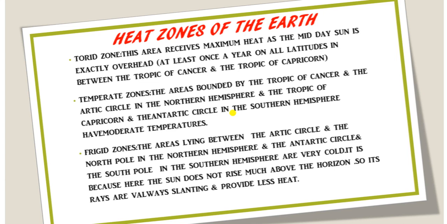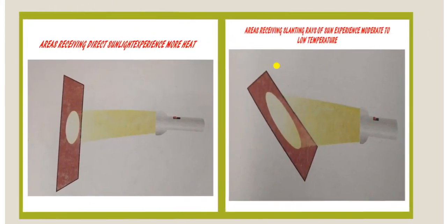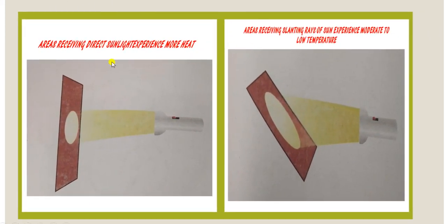These are about the heat zones of the earth. It is because of latitudes we are able to decide the heat zones of the earth. That's the significance of latitudes. Now you will see in this picture the places receiving direct insolation experience more heat than the places receiving slanting insolation. Very simple phenomena and very simple understanding of the illustration of this picture.